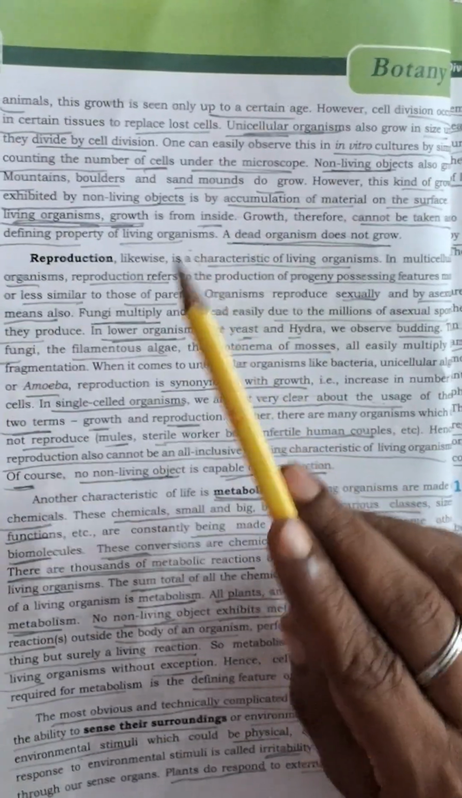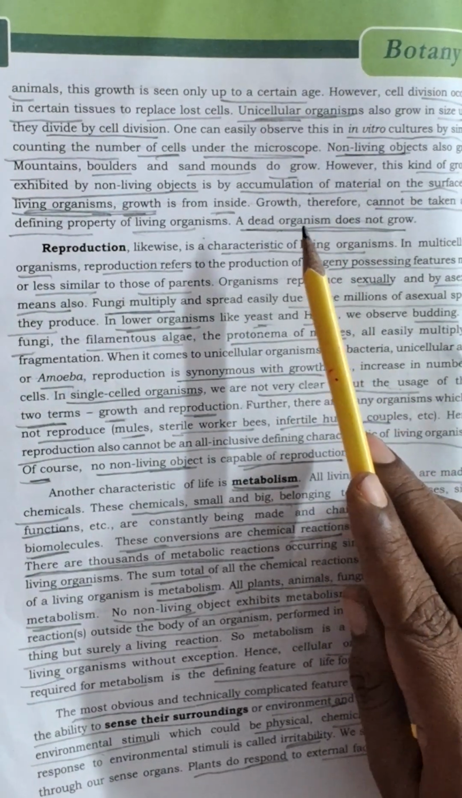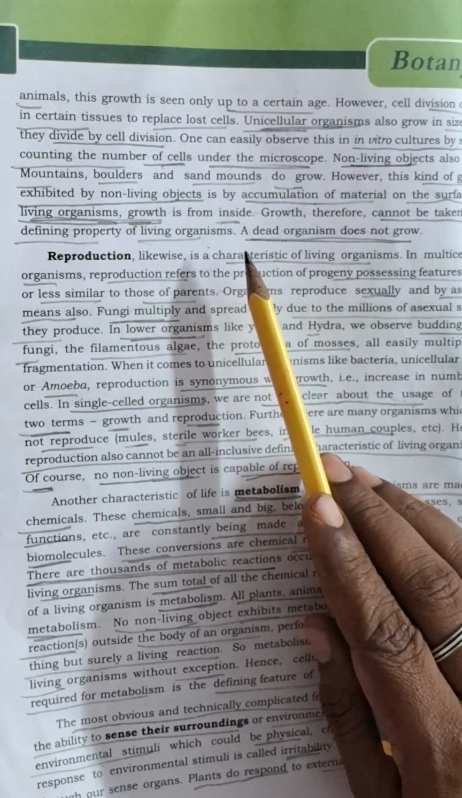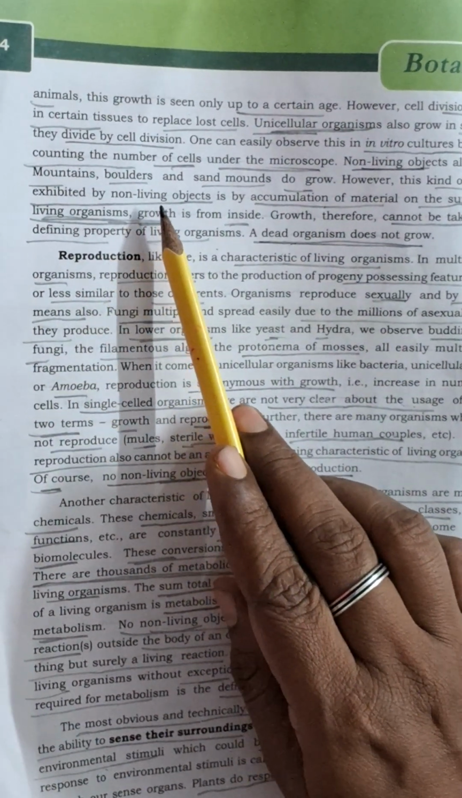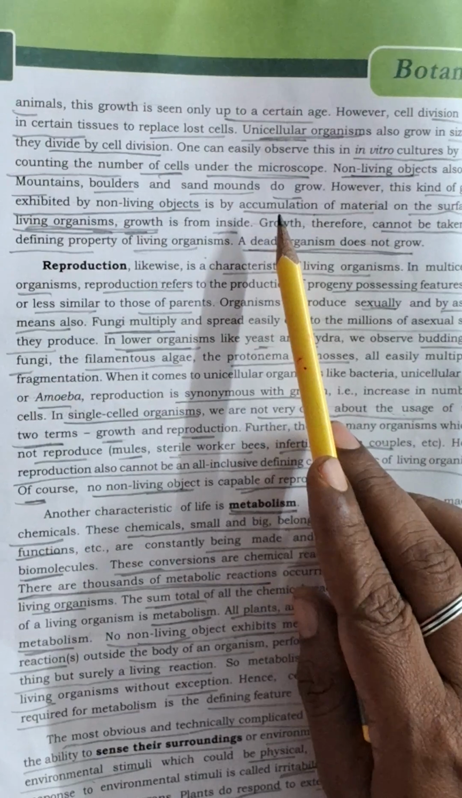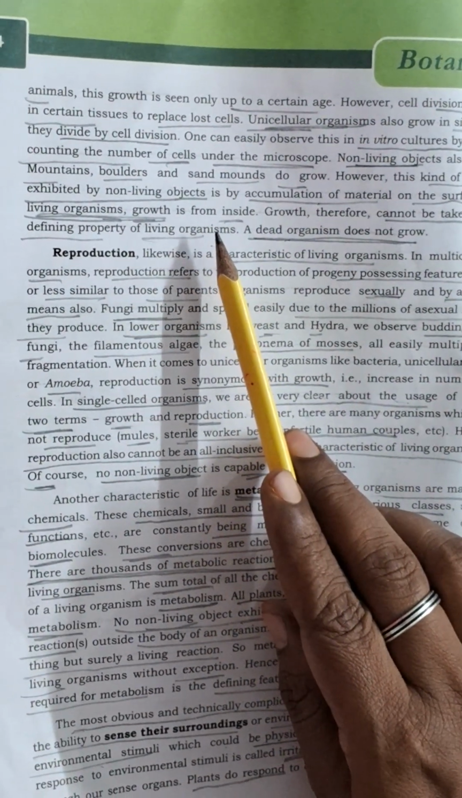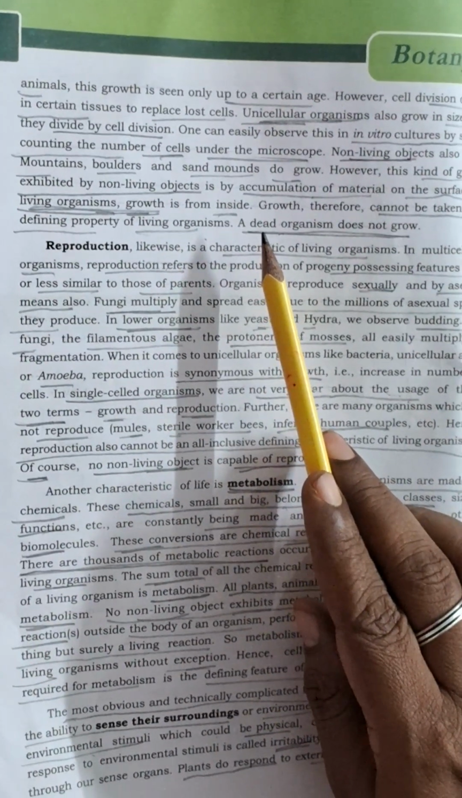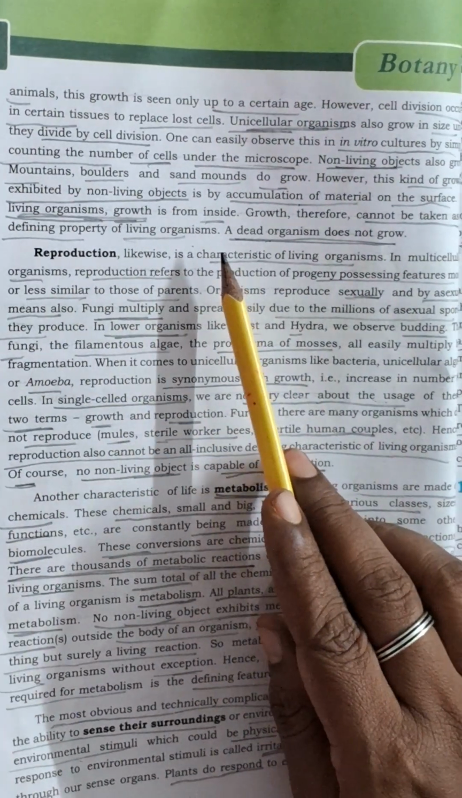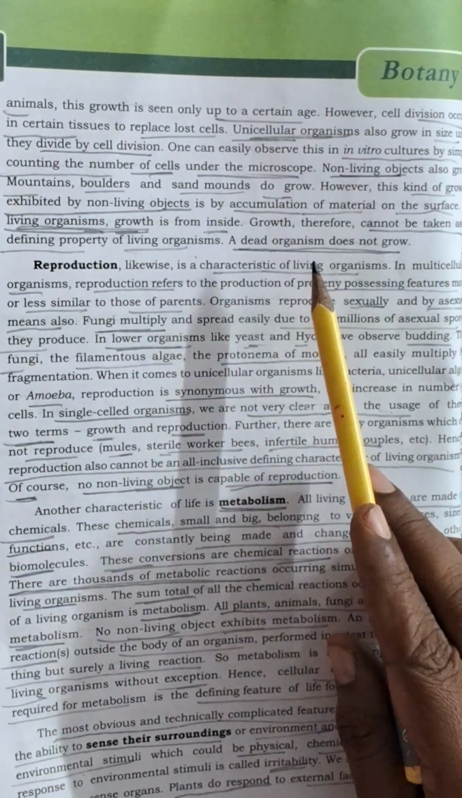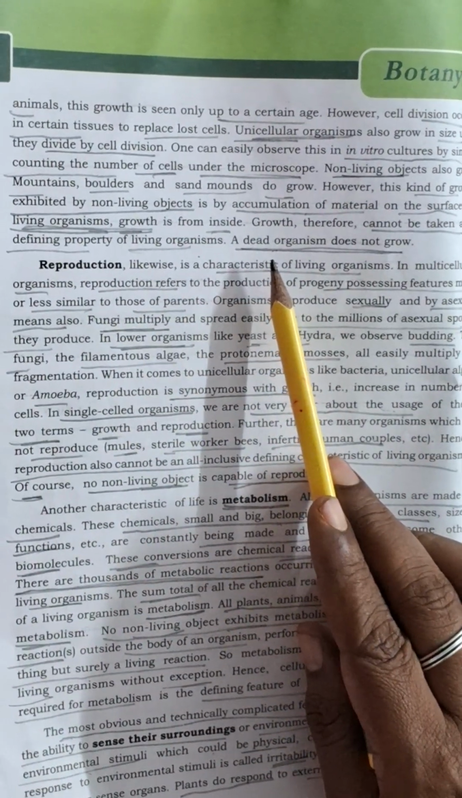When we are talking about growth in living organisms, we should also know about non-living things. Even non-living things grow. You may ask, how is it possible, ma'am? But it is possible. How? Mountains, boulders, and sand mounds all grow. It is a kind of growth exhibited by non-living objects, through accumulation of material on the surface, so they also show growth like living organisms. But it cannot be taken as a definite property for living, and a dead organism does not grow, we know very well.